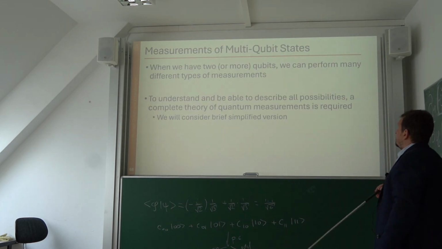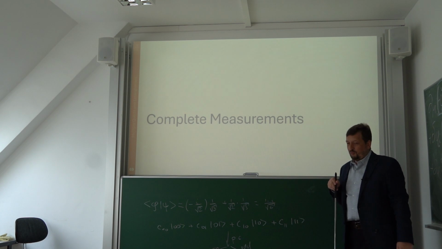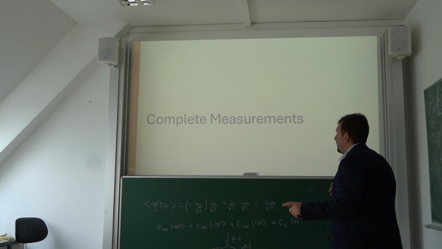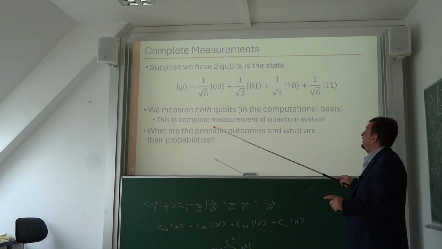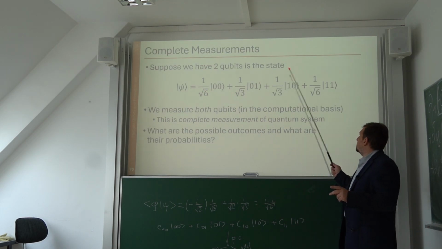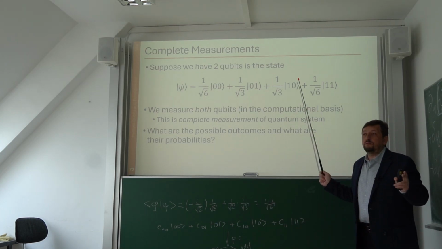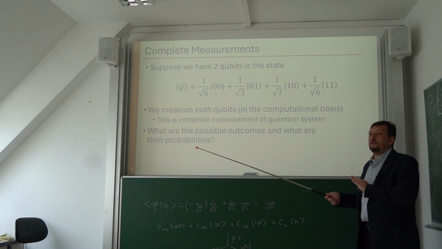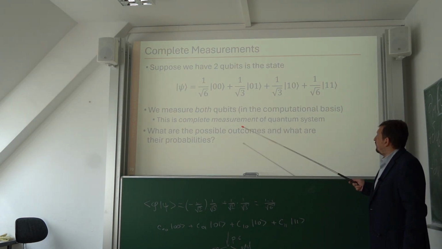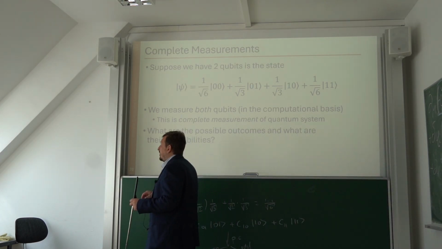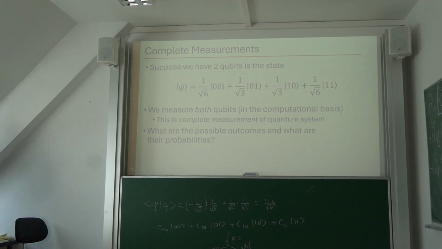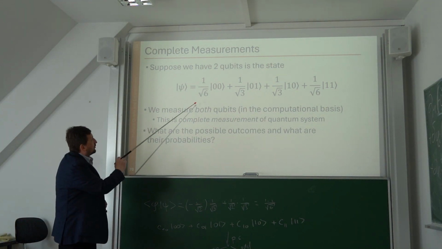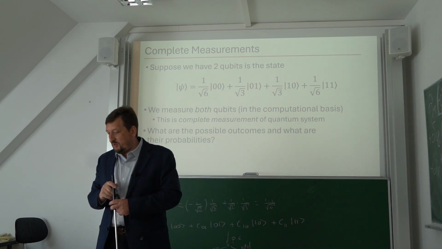Okay, so it is really important to understand these partial measurements. But first we will consider, very briefly, complete measurements. They're simple. In complete measurements we measure all the qubits. The wave function collapses, and the state of the qubits is the same as the outcome of the measurement. For example, what happens if we measure such a state in the computational basis? So what will be the outcome of the measurements?